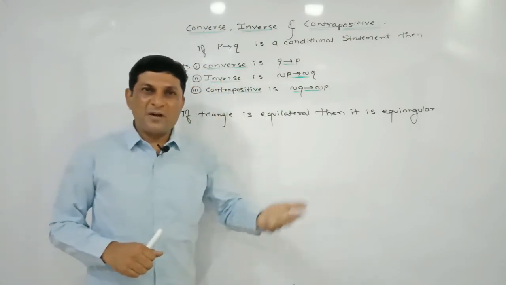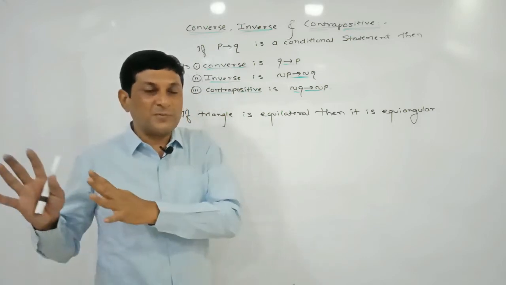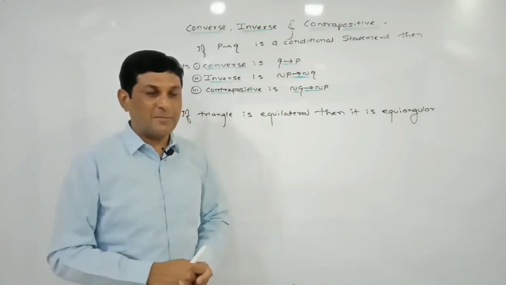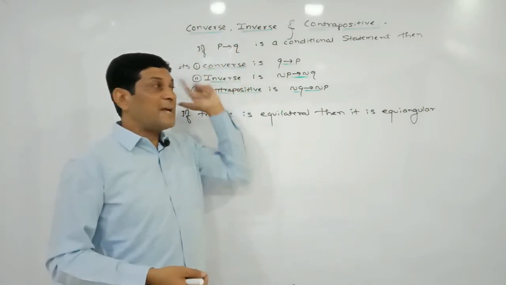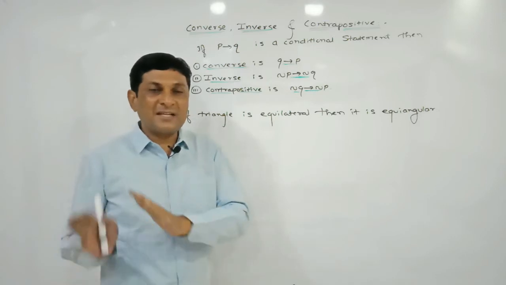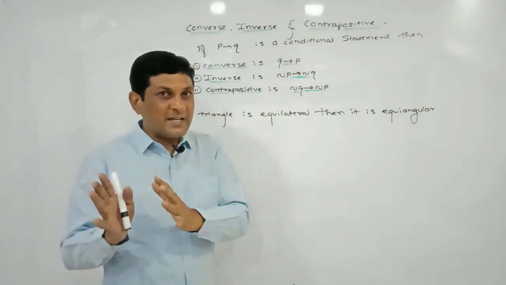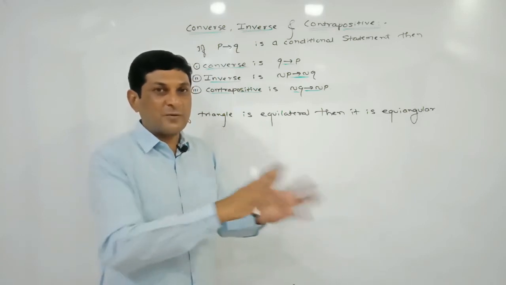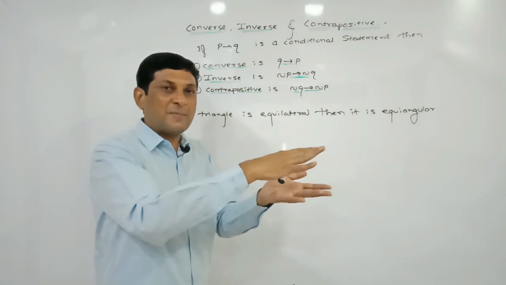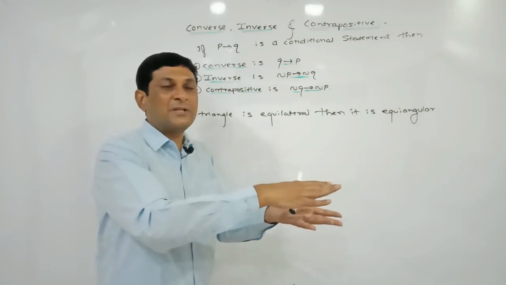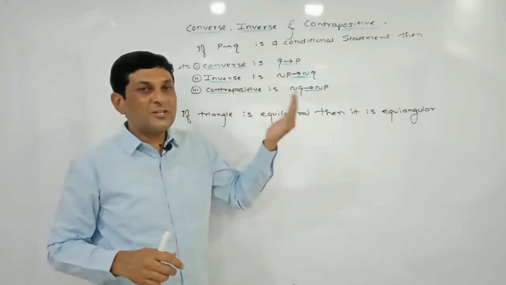Converse: you are already well aware of this word, because in geometry you have proved some theorems and the converse of those theorems. If P implies Q, then Q implies P will be its converse. Just take an example. If a triangle is isosceles, meaning two sides of a triangle are equal, then the angles opposite to them are equal. And its converse: if two angles of a triangle are equal, then the sides opposite to them are equal. So P implies Q, its converse is Q implies P.